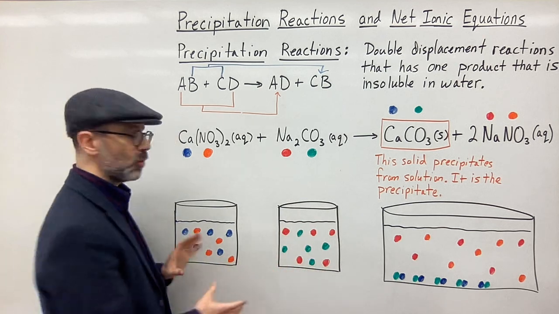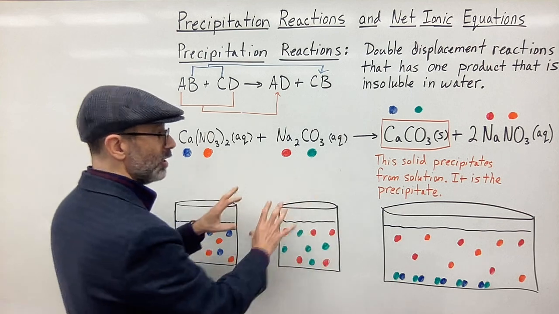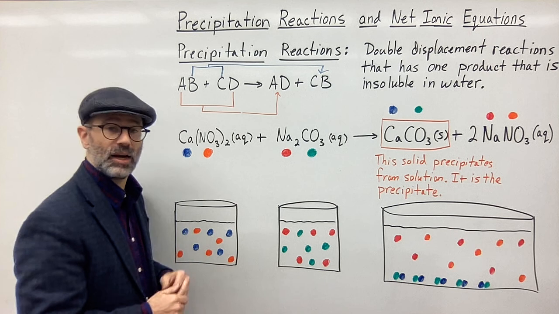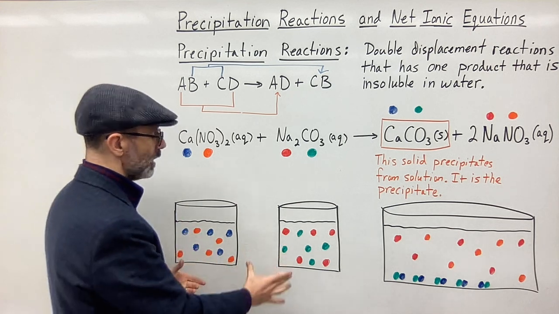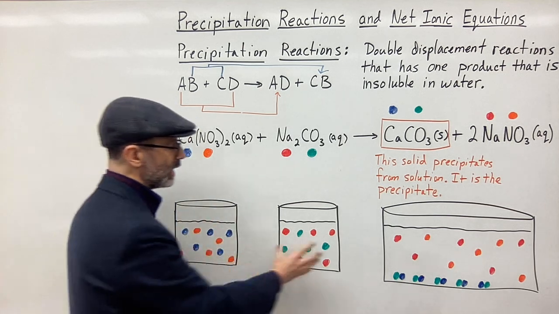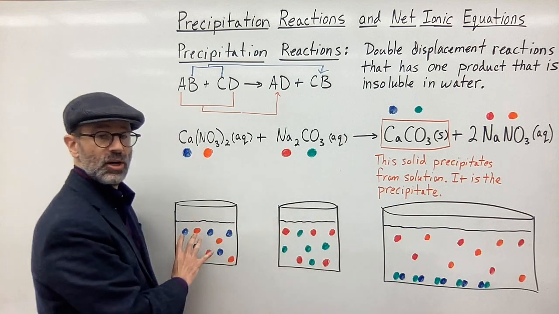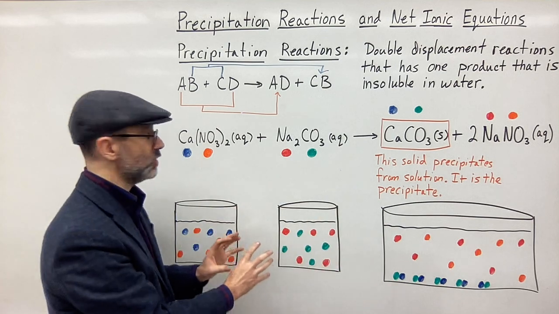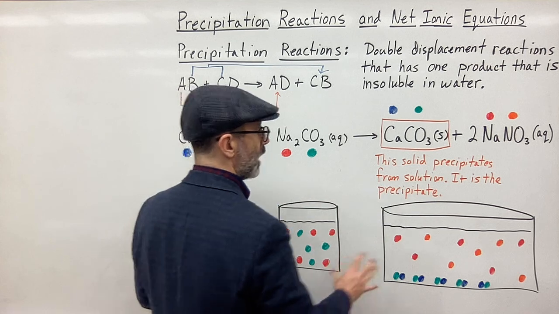Now, what happens when we mix these together? Once I mix these together, I'm going to get possibly a reaction. And it'll depend on the solubility of the ions together. Now, notice these are two solutions that are separate. These ions are not in contact with these ions. So they are separated from each other. But when I mix them together, now these ions can interact with each other.